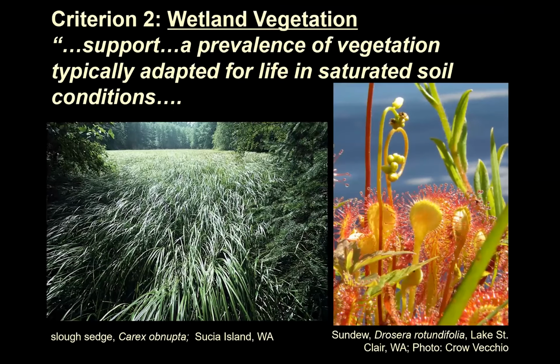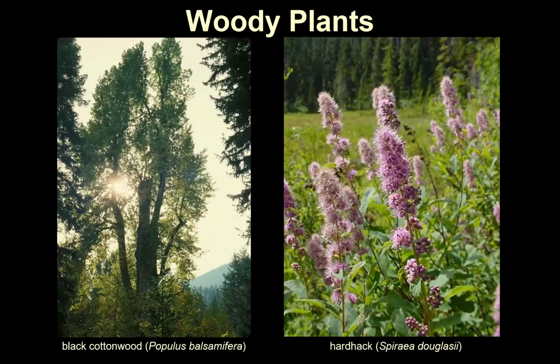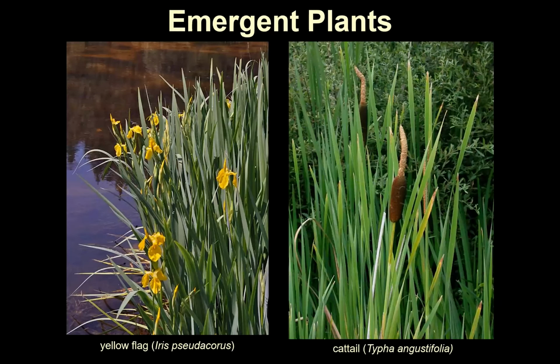The second criterion is that those areas must support a prevalence of vegetation typically adapted for life in saturated soil conditions. So things like slough sedge and sundew, a carnivorous plant, spend their entire lives in wetlands. They have special adaptations for that. You can find woody plants with special tricks up their sleeve to tolerate living in these areas where water is abundant. Black cottonwood and hardhack, for example, are 2 common examples of woody plants that are found there.